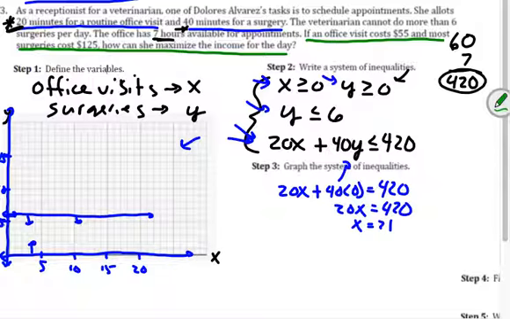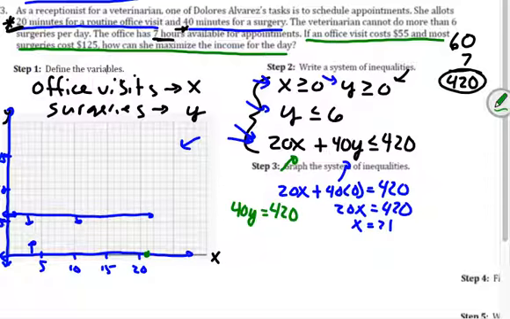I'll put that right here. There's 20. There's 21. My y-intercept is where I'd plug in 0 for x. Well, 0 times 20 is just 0, so I end up with 40y. I'm just going to say equals 420 because I'm just finding the y-intercept.